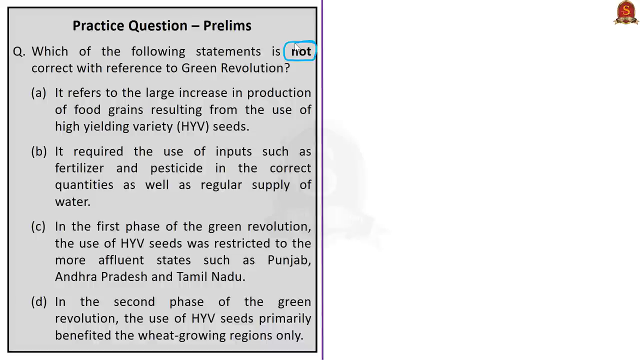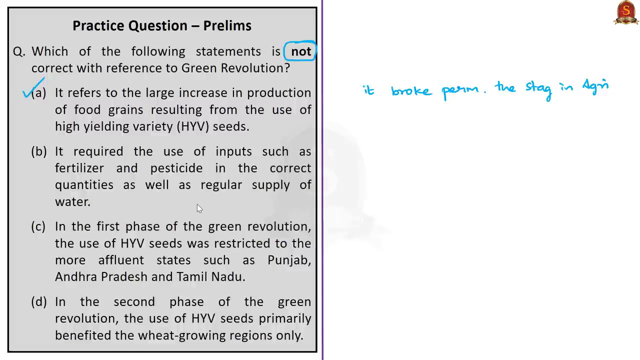It refers to the large-scale increase in production of food grains resulting from the use of high-yielding variety seeds. See, this statement is correct. See, one of the special features of Green Revolution is that it permanently broke the stagnation that happened in agriculture during the colonial rule. Come to second option. It required the use of inputs such as fertilizer and pesticide in the correct quantities as well as regular supply of water. Then the third option, in the first phase of Green Revolution, the use of high-yield variety seeds was restricted to the more affluent states such as Punjab, Andhra Pradesh and Tamil Nadu.